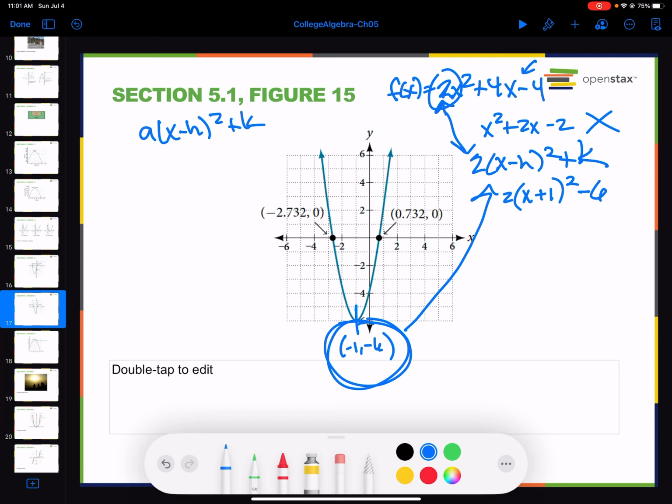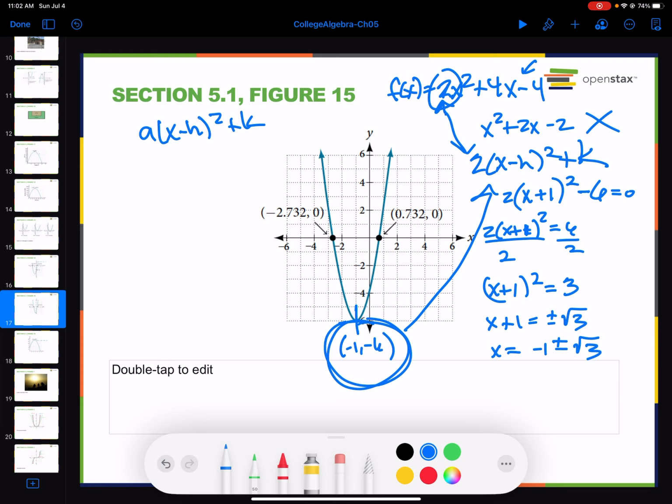We can finish factoring. So if we set this equal to 0, that's going to give us 2 times x plus 1 squared equals 6. Divide by 2. That's going to give us x plus 1 equals plus or minus the square root of 3. And x equals negative 1 plus or minus square root of 3.